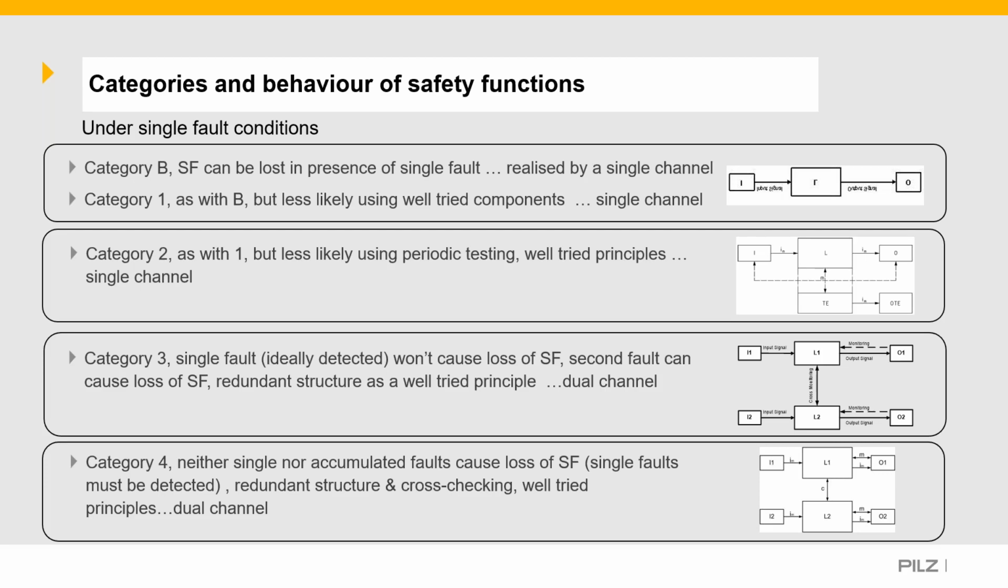Category 3: a single fault, ideally detected, won't cause loss of the safety function. The second fault can cause loss of the safety function. We use a redundant structure as well as well-tried principles, so this is dual channel. In category 4, neither a single fault nor an accumulation of faults causes loss of the safety function. Single faults must be detected, with redundant structure, cross-checking, and well-tried principles. And again, this is dual channel.